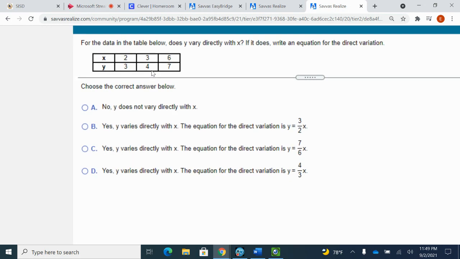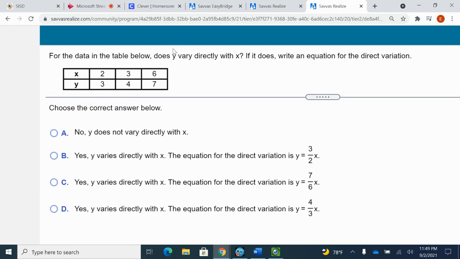Problem number 2 says, for the data in the table below, does y vary directly with x? Same situation, right? They're giving us some coordinate points. They're giving us a table with x and y. So again, a direct variation means that every point is a ratio, right? And every single point has that same ratio when simplified. So again, I'm going to start off by writing my table. In this case, my table is x and y. X is 2, 3, 6, 3, 4, 7. All right. So here's my table.